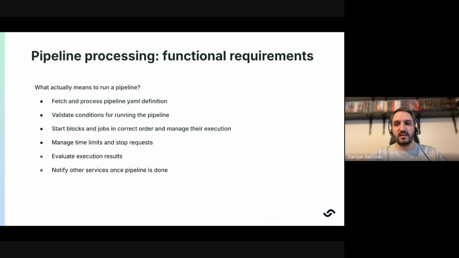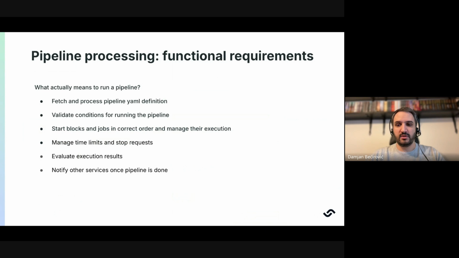Once the pipeline is cleared to run, the blocks need to be started in proper order based on their dependency graph. The jobs from each block are then passed to the next service and processing system. While jobs are running, the Plumber is keeping track of execution time limits to prevent stuck jobs from incurring additional expenses. Also, if the user stops the pipeline manually, all running jobs need to be terminated properly. Finally, once the pipeline is done, other services need to be notified.